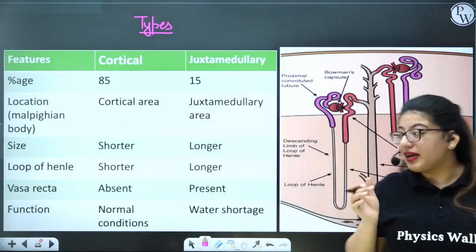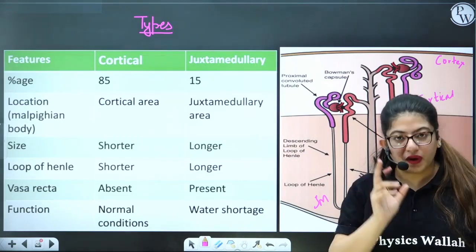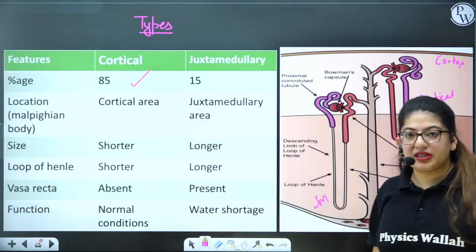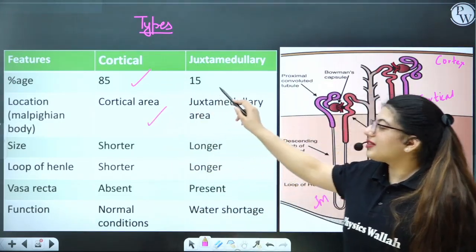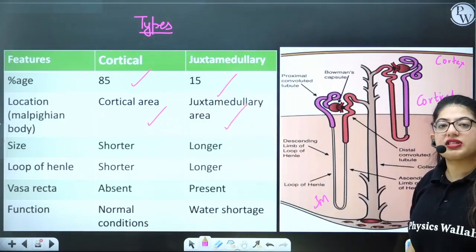Okay. So as you can see in this picture, two types of nephrons have been made. This one is cortical and this one is juxtamedullary. So this one is mostly present in the cortex region. As you can see, this region is cortex. This region is medulla. So as you can see the difference, first of all, the majority of nephrons that you have in your body, they are cortical, around 85%, and they are present in cortex area, whereas juxtamedullary are 15%. Now what is a juxtamedullary area?